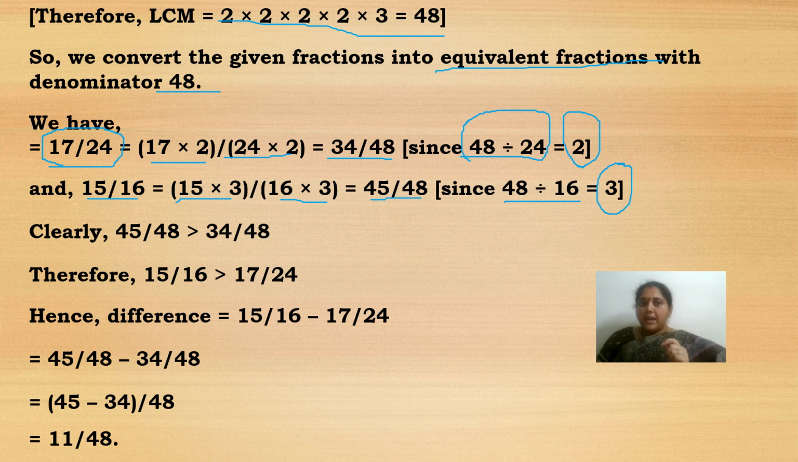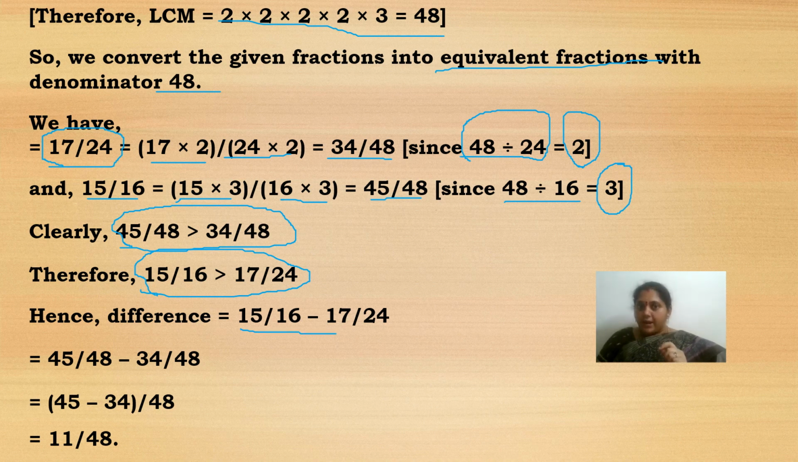Now, we have converted the fractions into like fractions. That is 45 by 48, which is greater than 34 by 48. Therefore, what is our greater fraction in these numbers? 15 by 16 is greater than 17 by 24. Hence, we have to find the difference now: 15 by 16 minus 17 by 24.